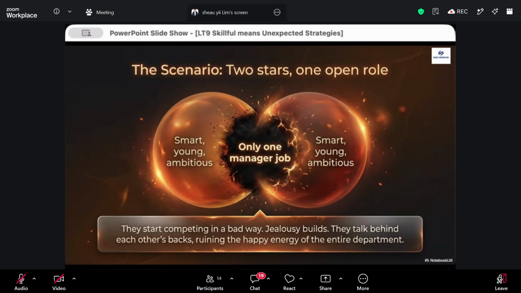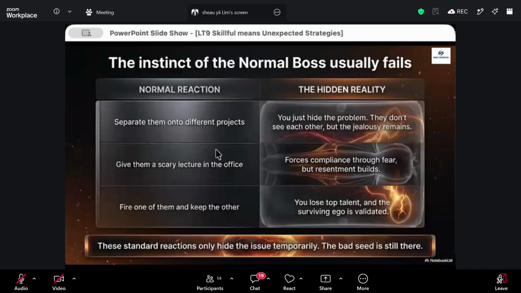Well, this seems like an expected strategy that most corporates or most bosses will do. But in fact, we only serve the temporary problem. We actually didn't solve the root problem. So let's see what normal bosses usually do. The normal reaction is to separate them into two different projects to reduce the argument between them. But with this, we actually just hide the problem.